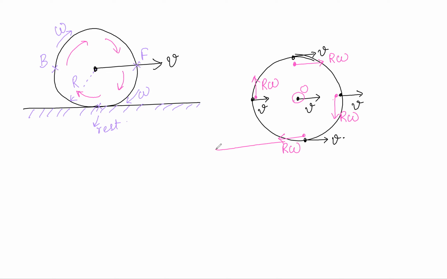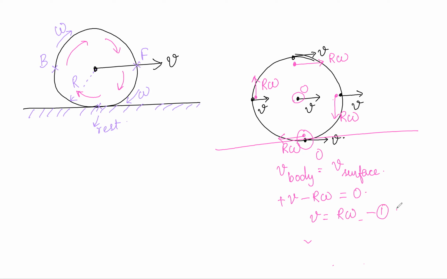Now the velocity of the point in contact with the surface is equal to zero because the surface has zero speed. So V body is equal to V surface. That is because something is rolling. So you would say that plus V minus R omega is equal to zero, क्योंकि velocity of the surface is at rest, the surface is at rest, तो उसका speed zero. So V is equal to R omega. पहला equation.